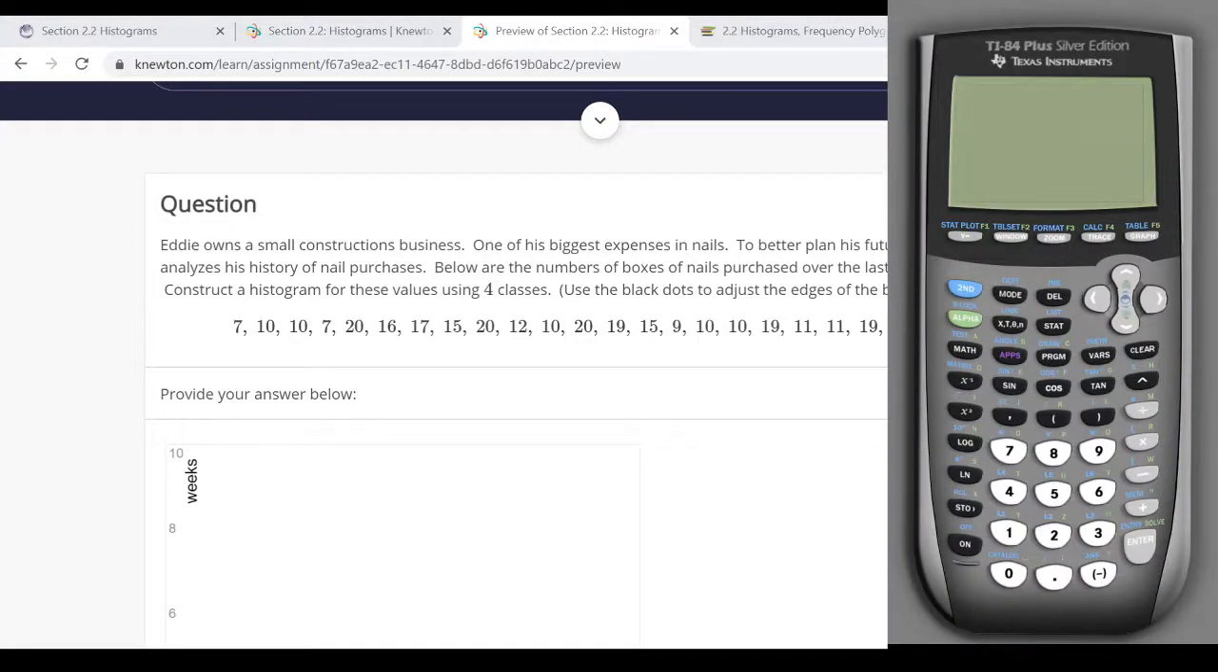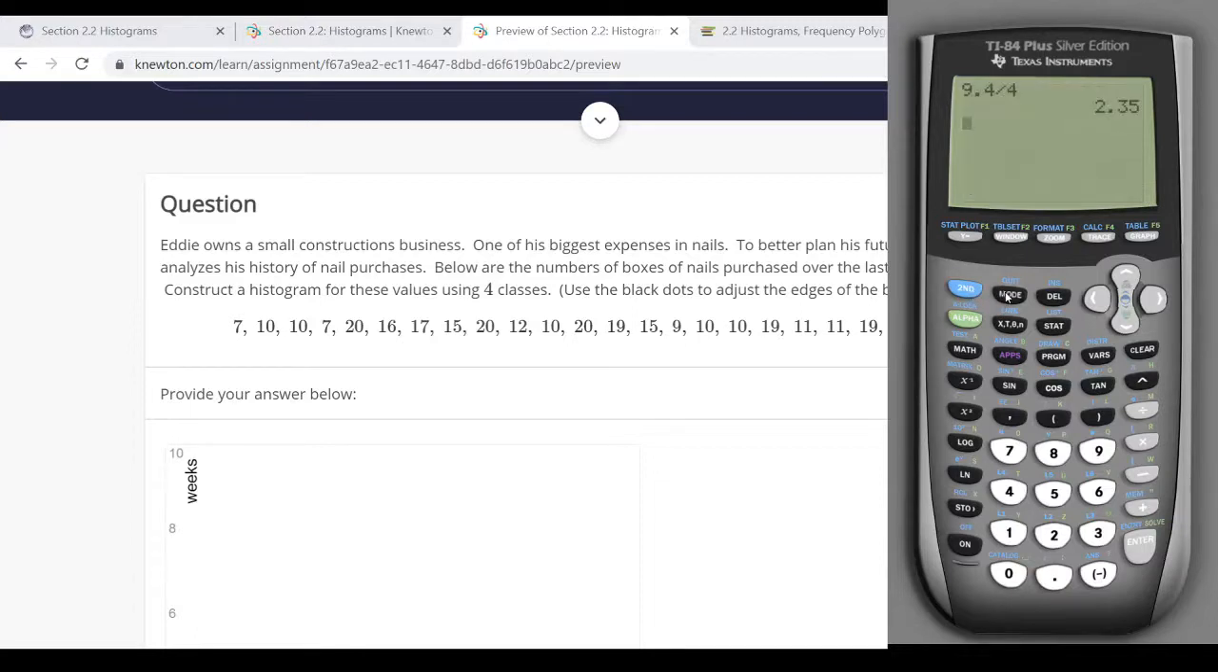Now there are some values that it's hiding. There are 3 values behind the calculator, right? 8, 20, and 19. But just bear with me here. All right, so I'm going to enter these values. You're seeing here in the calculator, I've entered the 24 values that are mentioned there, and those are the numbers of boxes of nails purchased over the last several weeks. Right, so 7 boxes, 10 boxes, 10 boxes, 7 boxes, etc.